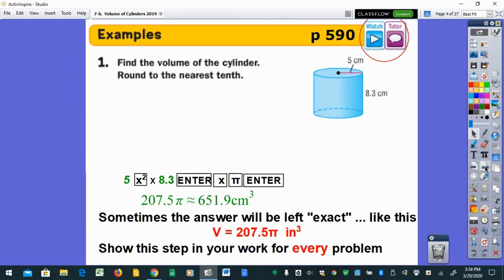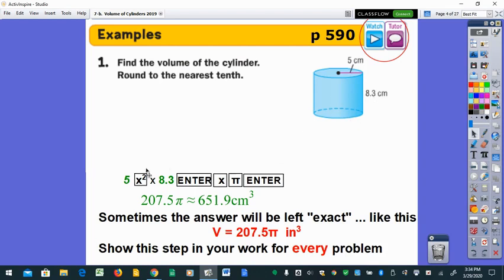So let's do an example here. Here is a cylinder. I'm seeing that this measurement in this red line segment right here goes from the center out to the edge of that top circle. So that would be the radius. So I've been given the radius of 5 centimeters. I've also been given the height of the cylinder, which is 8.3.